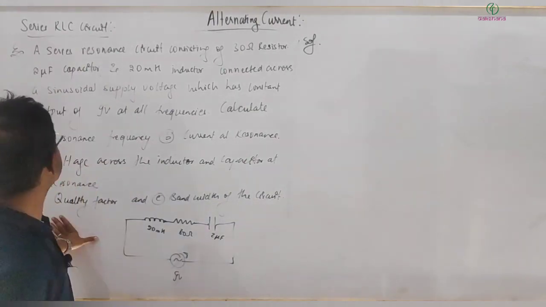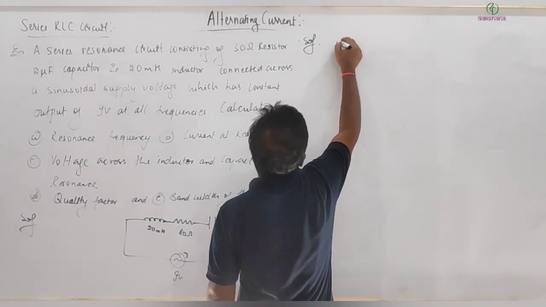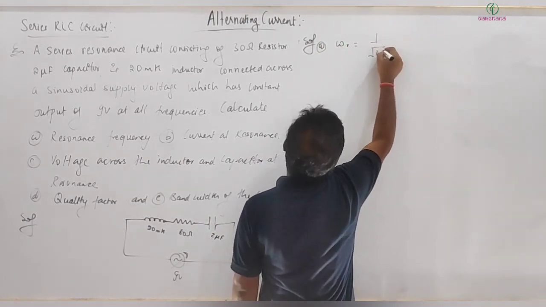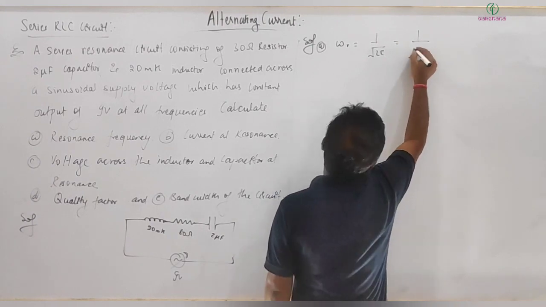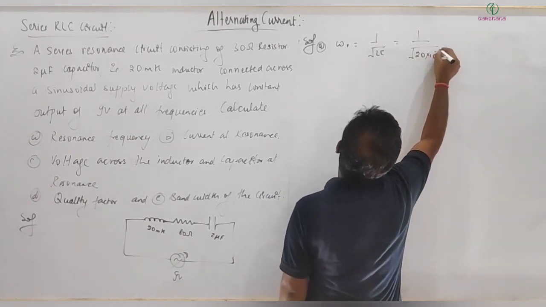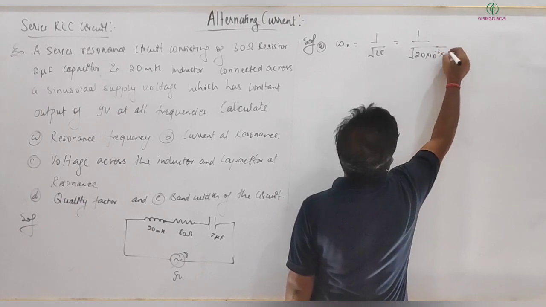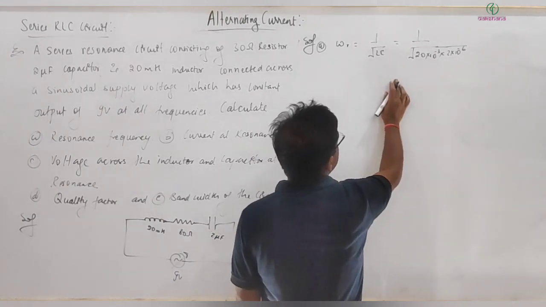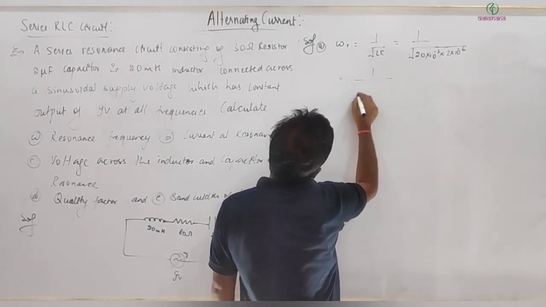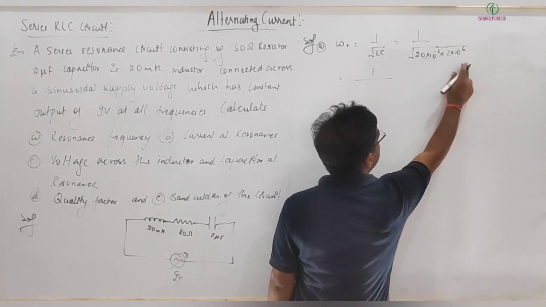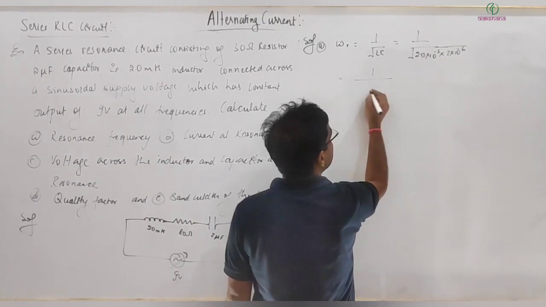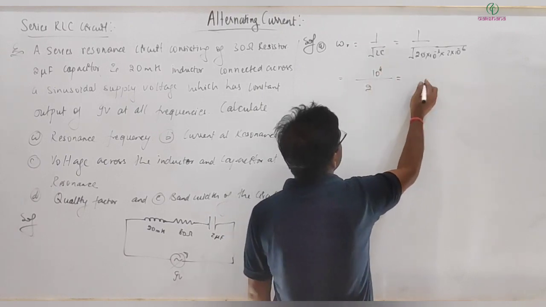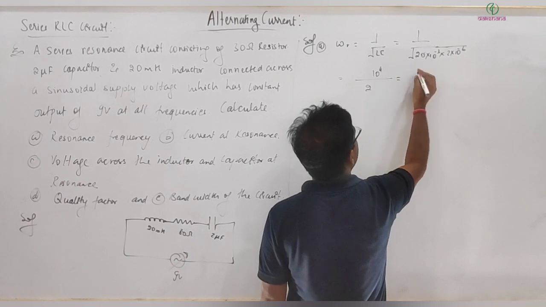Now, resonance frequency: we know omega resonance is equal to 1 by under root LC. This is 1 by under root of L, 20 into 10 raised to power minus 3, into C, 2 into 10 raised to power minus 6, the 2 microfarad. So L into C comes out to be 1 by, the power is 9 then 8, so it's 2 into 10 raised to power 4, right?